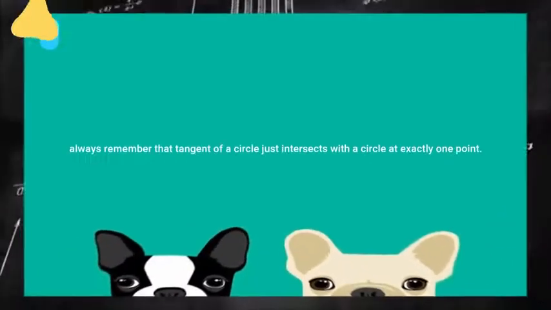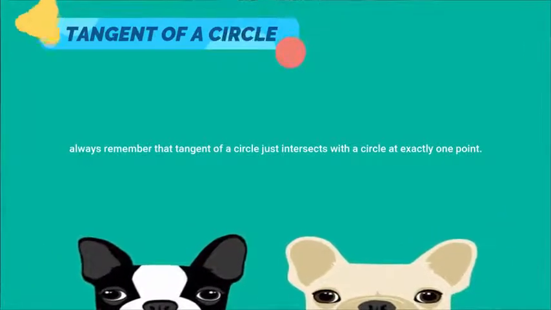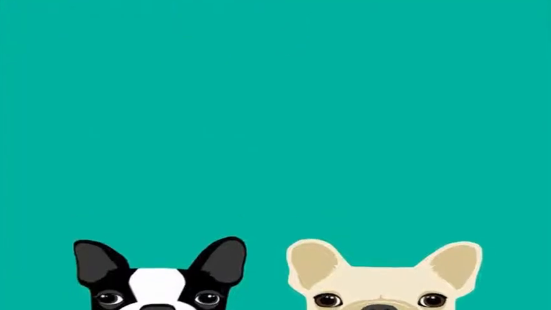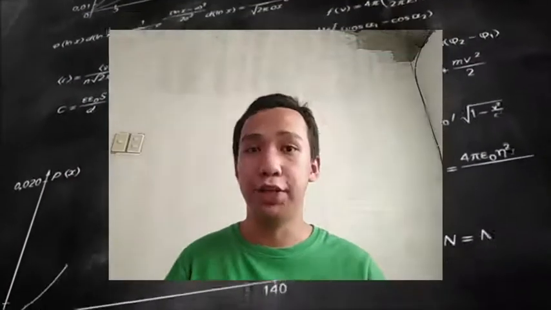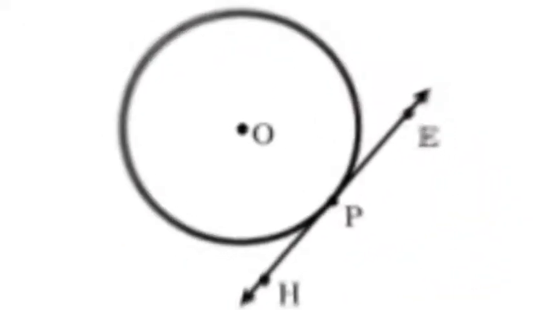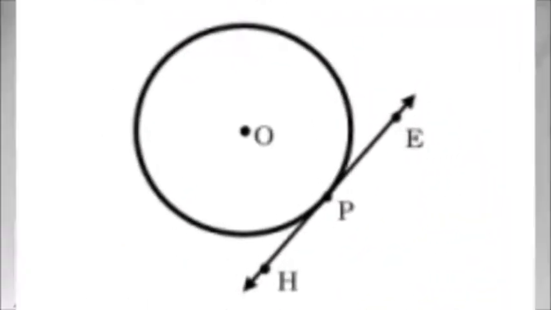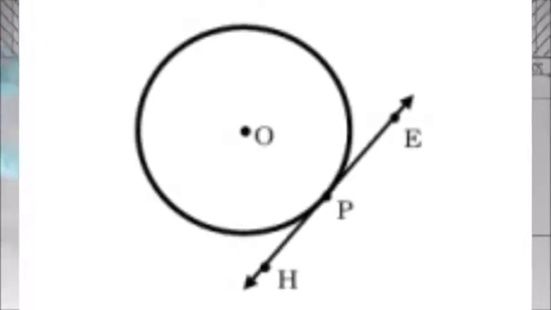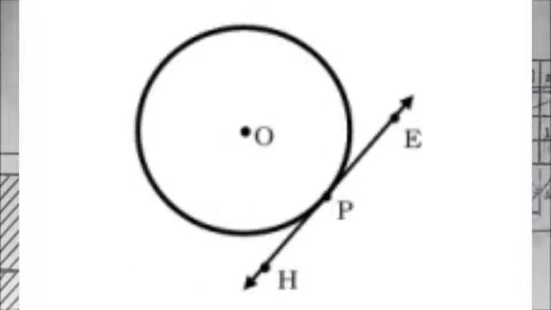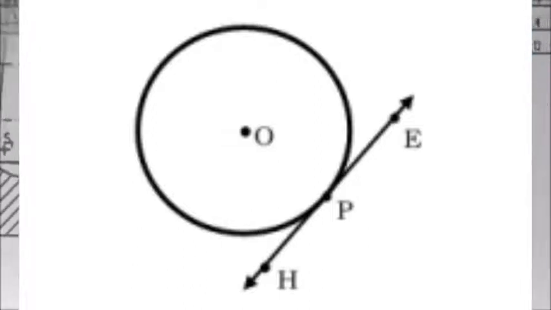Always remember that a tangent of the circle just intersects with the circle at exactly one point. Take this figure as an example. We can see that the line HE intersects the circle O at P. HE is the tangent and P is the point of tangency.